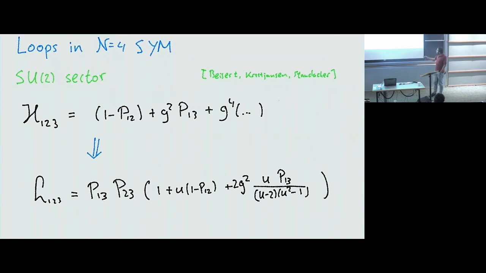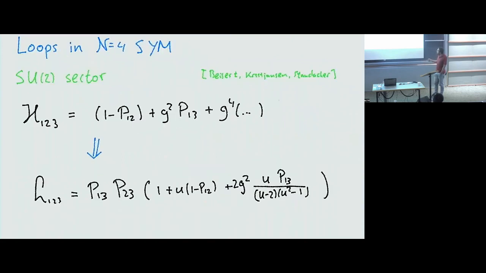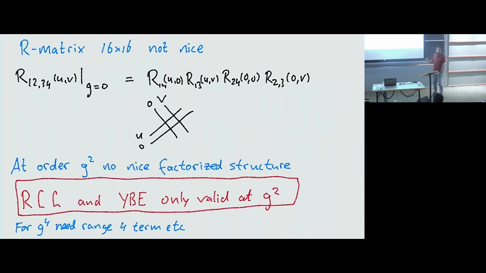Okay, so at 2 loops, this actually has a very, very elegant Lax operator. At 4 loops, it's not so nice anymore, in the sense that I couldn't fit it on 1 or 2 lines of the slides, but we have an explicit expression there as well. The R matrix is still big, and unfortunately, it's not very nice. So at order g to the 0, if I look at the lowest order, it does have a very nice interpretation.